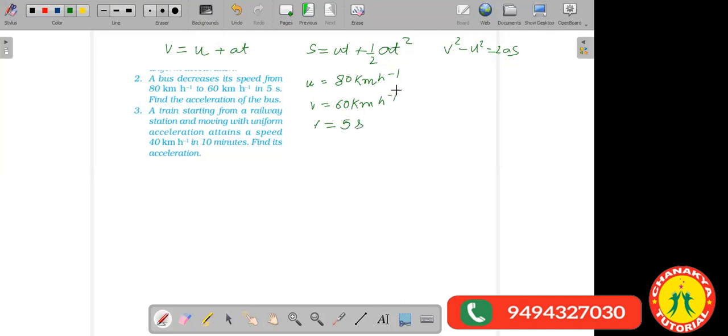Now we need to convert this 80 kilometer per hour to meter per second. So this would be 80 multiplied by 5 over 18. I hope you know how to convert kilometer per hour to meter per second. So find out the answer. I'm waiting for 1 minute and then I'll tell you the answer.